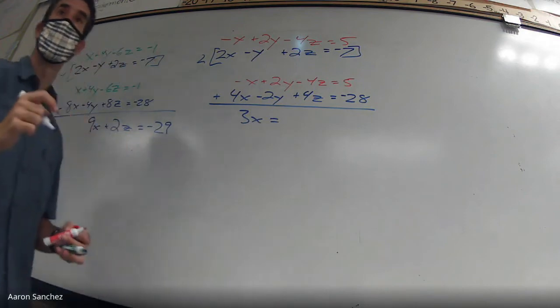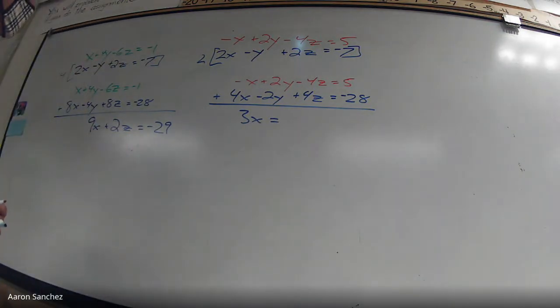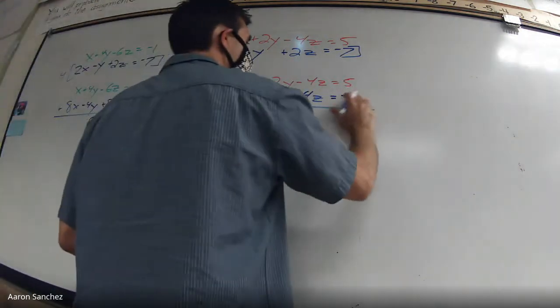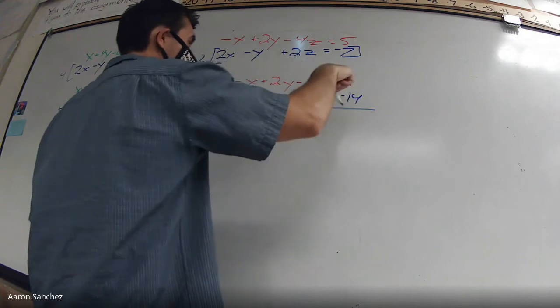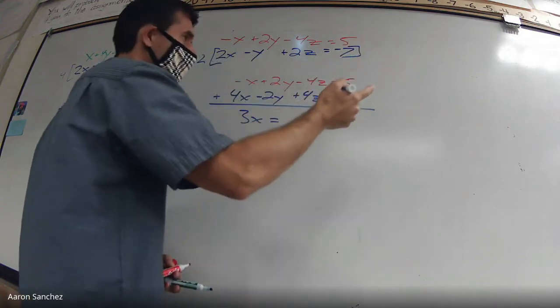Wait, what? What did I do wrong? Instead of the negative 28, it should be negative 14. 14, yeah, that's good. Thank you. This is 14, because that makes it way better. Thank you. Wait, does it?